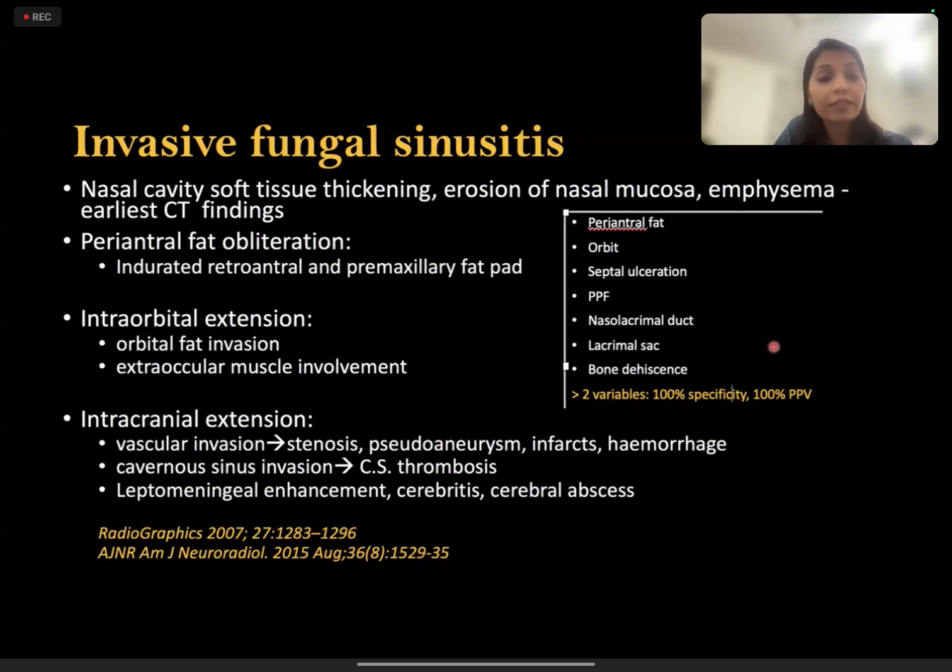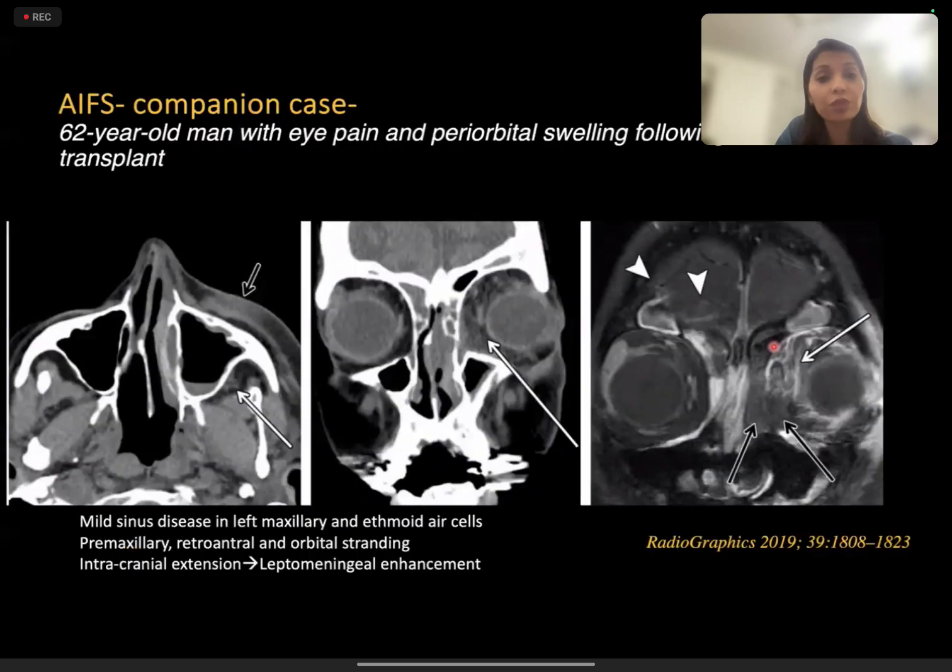I've got a companion case here, a 62-year-old with eye pain and periorbital swelling following bone marrow transplant. So we can see mucosal thickening within the left maxillary antrum. In fact, the mucosal thickening isn't profound here. The right maxillary antrum is fine. There's just a small air fluid level here and some mucosal thickening at the anterior aspect.